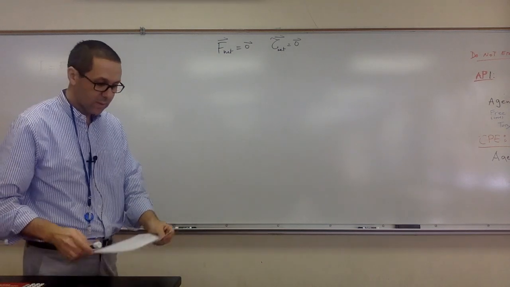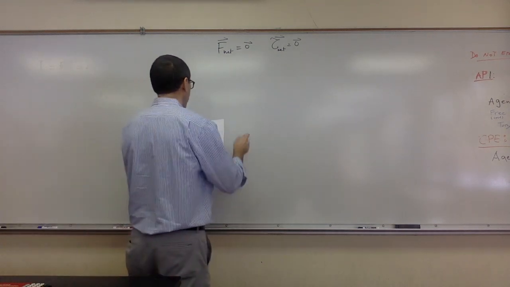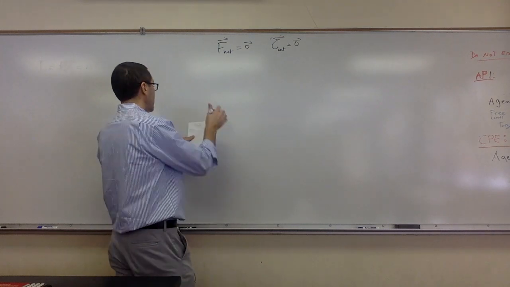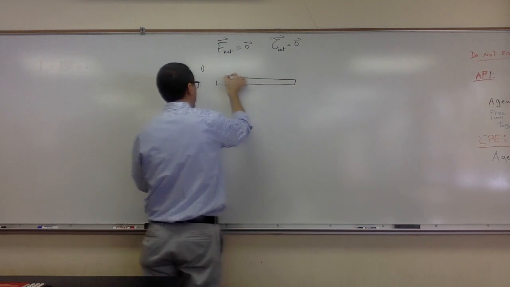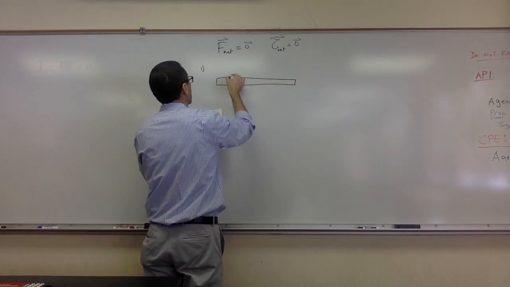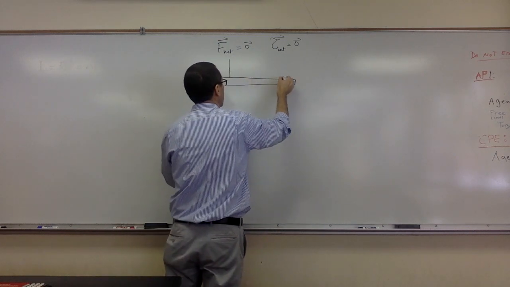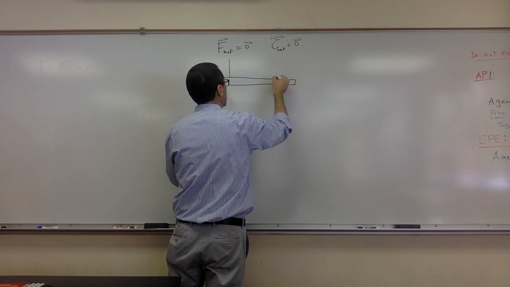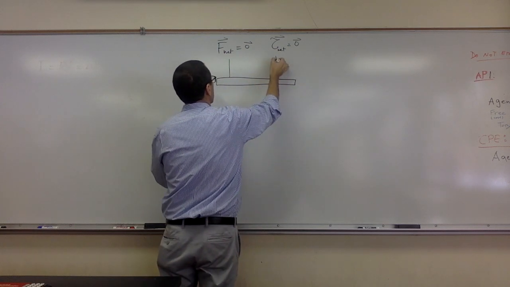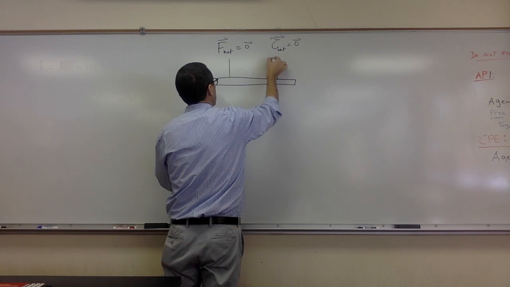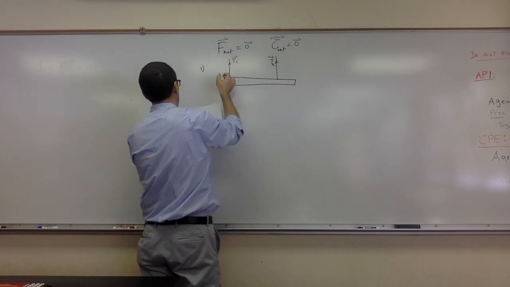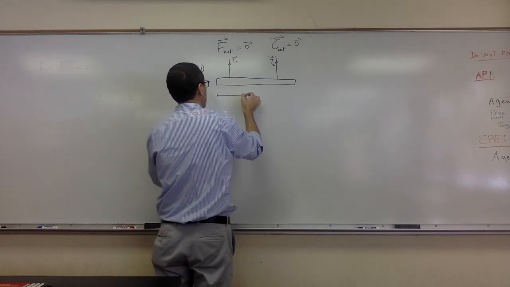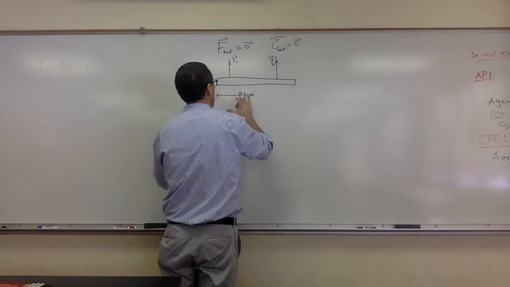So I made some examples here. Now I'm going to talk about this just using examples. The first one is I have a platform supported by 2 strings, 2 cables. I could call this tension here tension 2, and I can call this tension 1. This whole thing is 10 meters long.